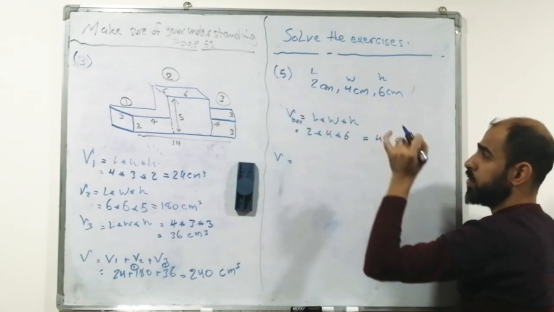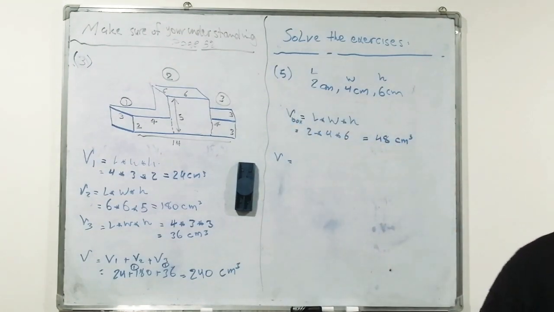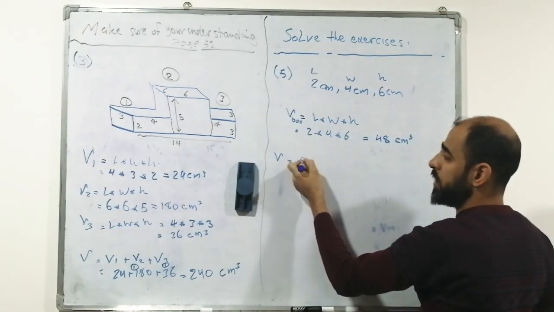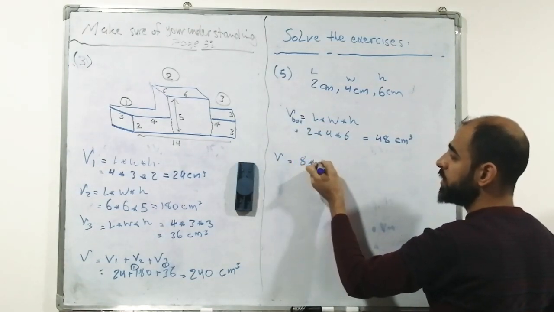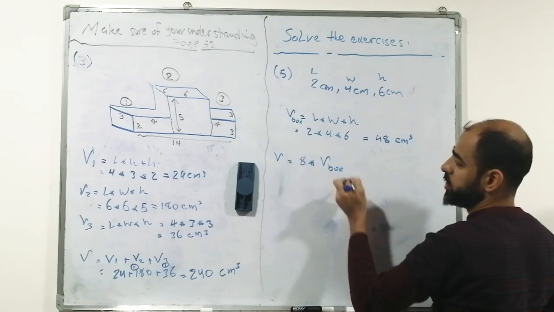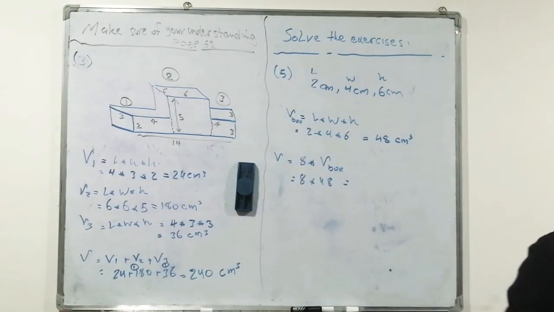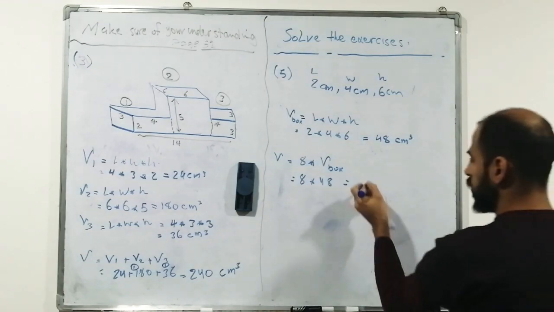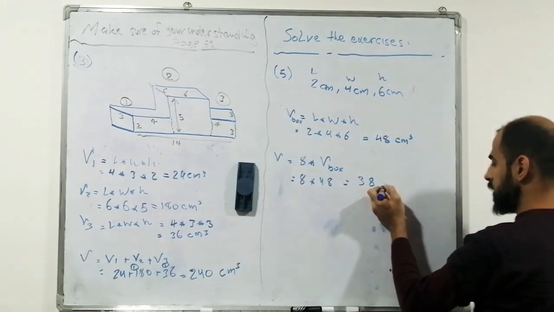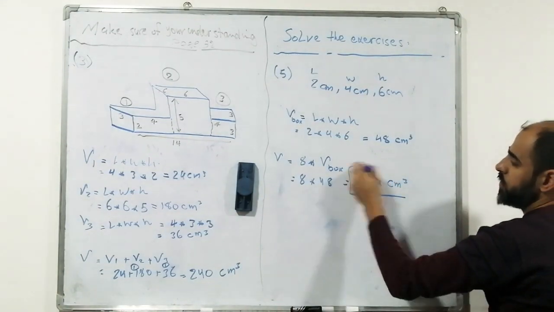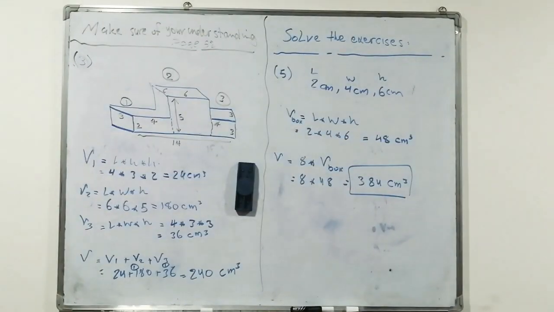Since the shape is made of 8 identical shapes, we don't need to find the volume of each one. We find the volume of one shape, and then the volume of the compound shape is 8 by 48, which is equal to 384 centimeter to the power 3. This is the volume of the compound shape that consists of 8 matching boxes.